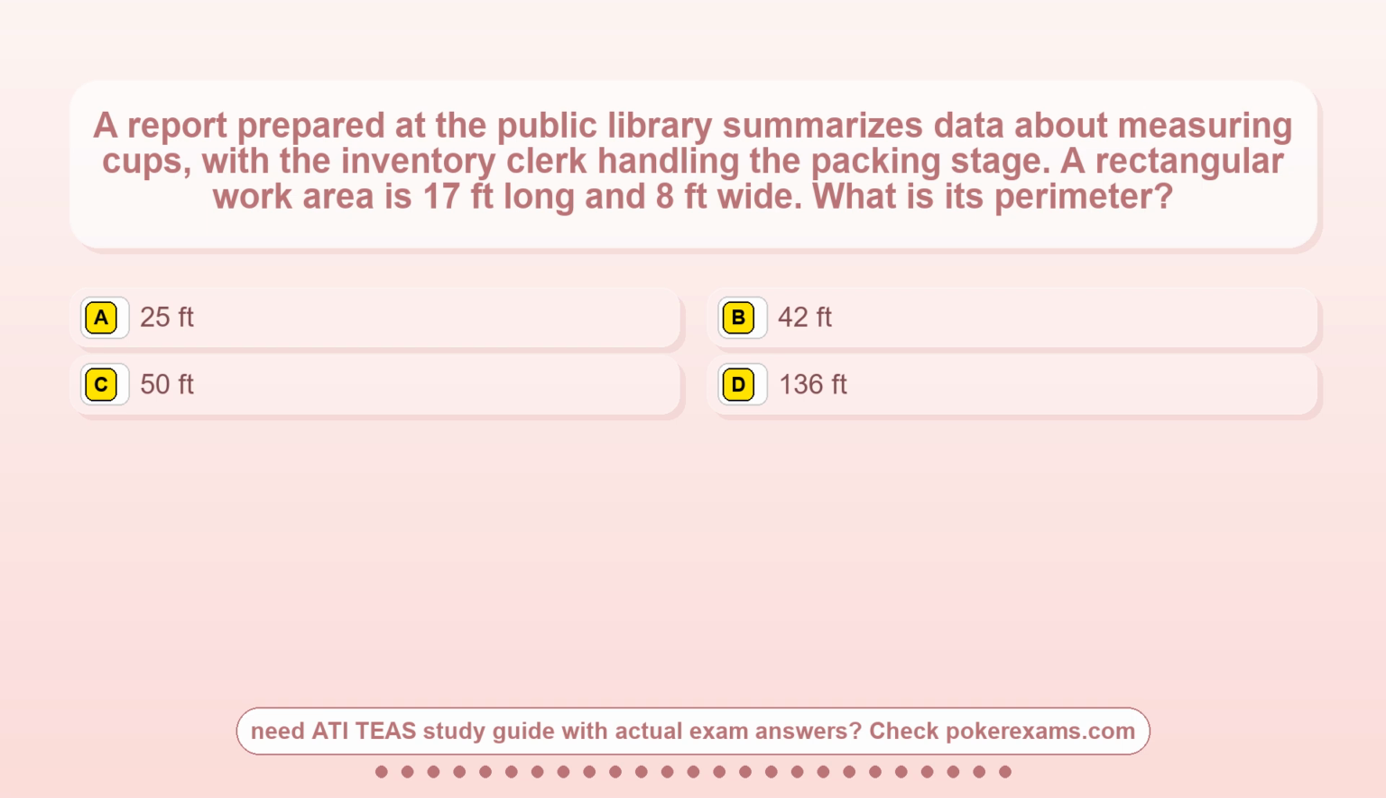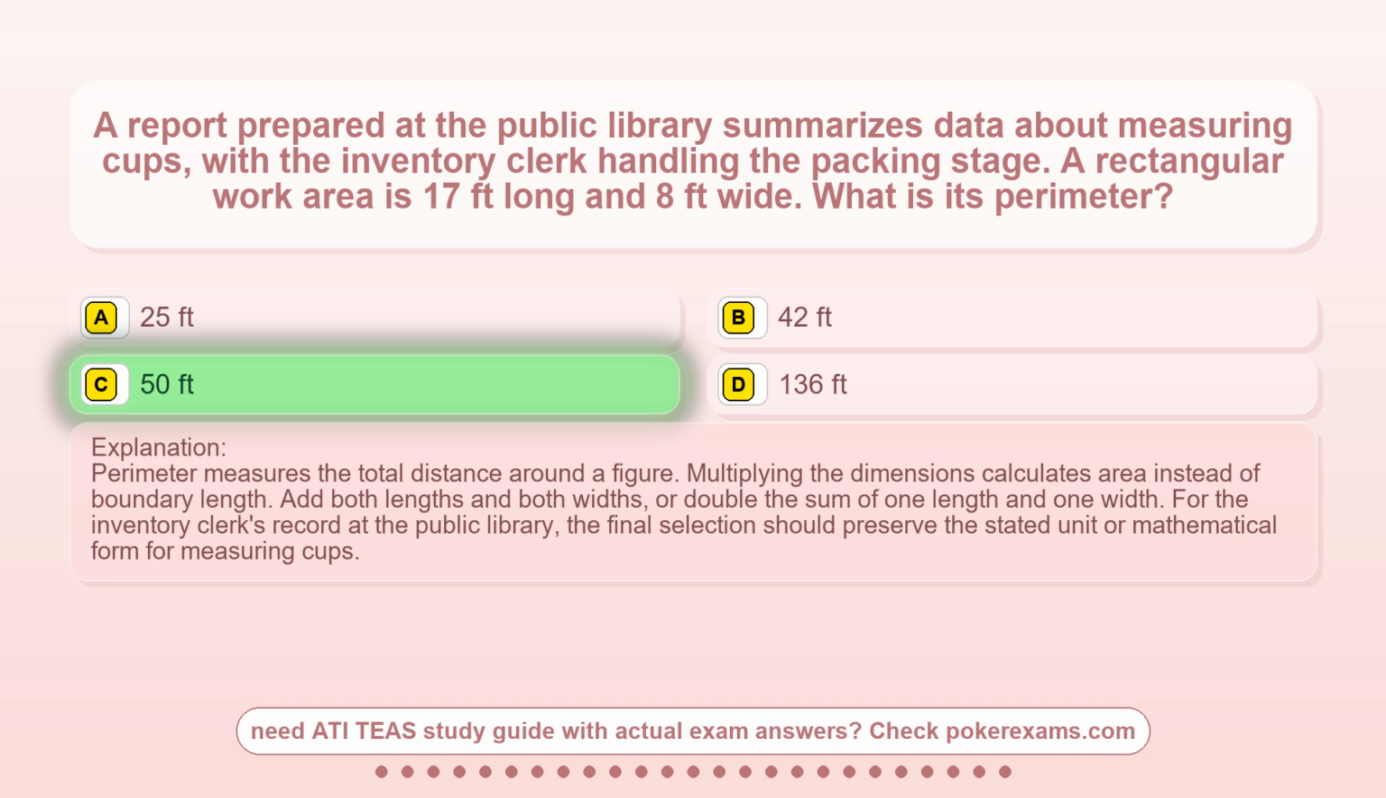A rectangular work area is 17 feet long and 8 feet wide. What is its perimeter? Option A, 25 feet. Option B, 42 feet. Option C, 50 feet. Option D, 136 feet. The correct answer is option C, 50 feet.